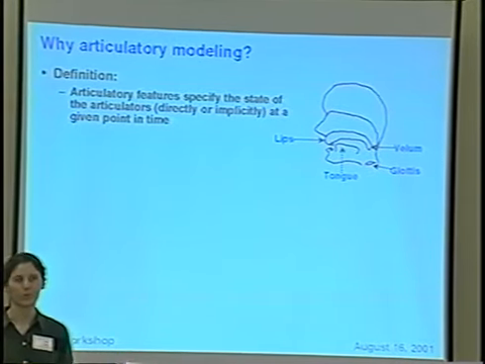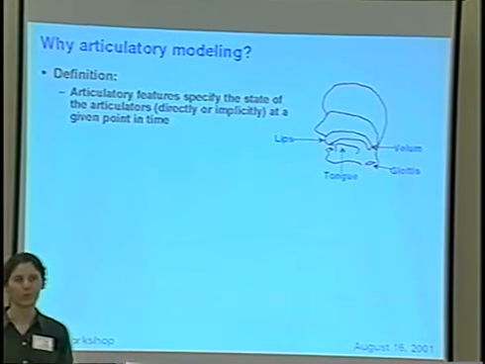And feature types that have been used are binary or multi-valued. So binary tend to be like the Chomsky and Halle type features. They can be discrete or continuous, and they can be a partial description which is used in conjunction with the phones, or they can be a complete description. And I'll mostly be concentrating on complete description.